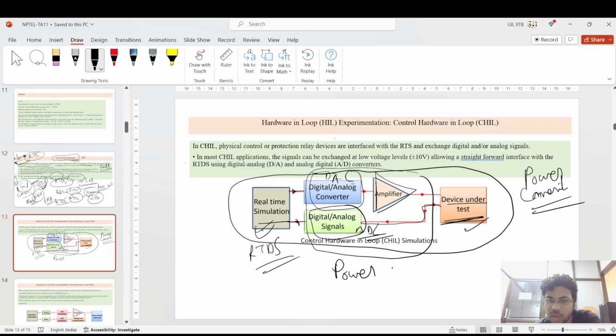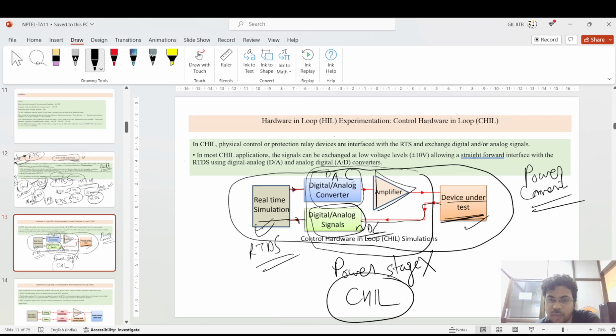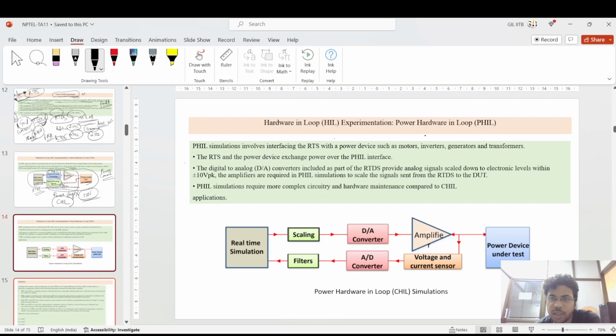So here no power stage is there in between in this HIL. Power stage is not there. So this is a purely control HIL, which is controlling by giving digital or analog signals. And here the exchange of voltages is only up to plus minus 10 volt. This is low power.